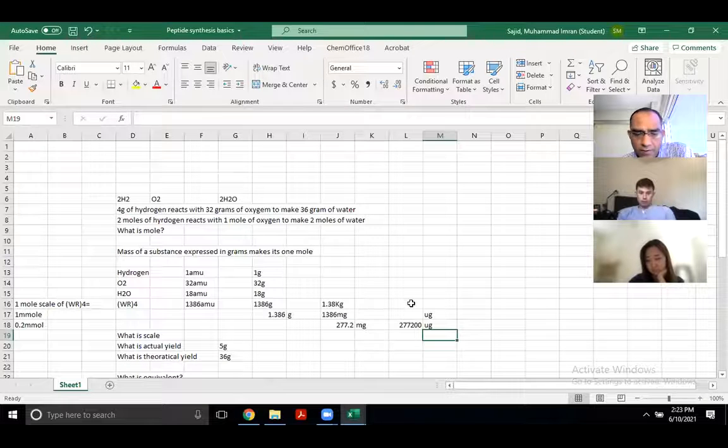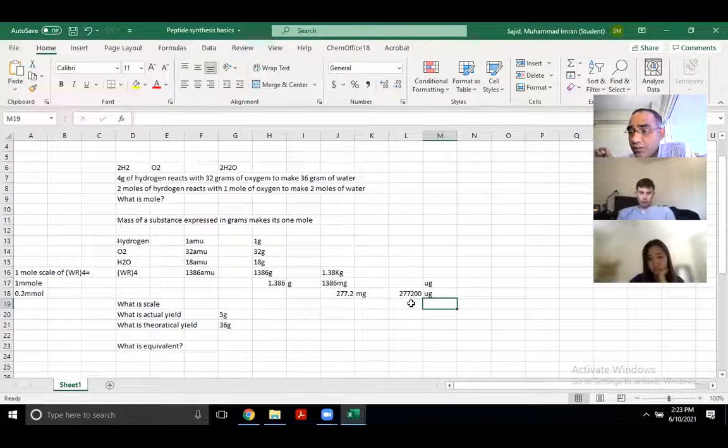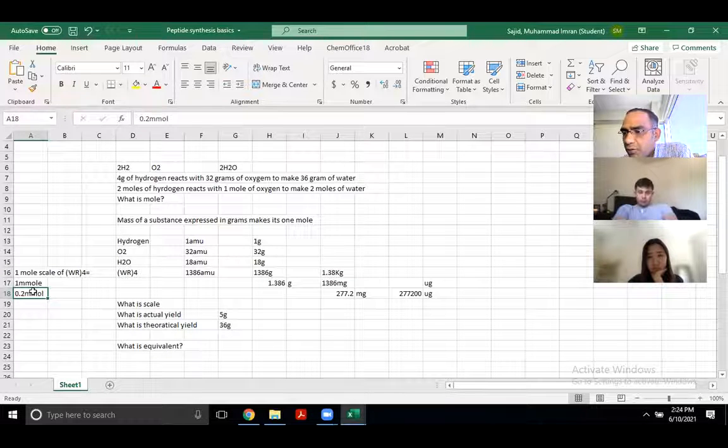So in the case of oxytocin, what I'm trying to say is that we need a very little amount of the peptide that we actually need to administer to the patient. So we don't need to synthesize 1.38 kg of the peptide. We actually synthesize at 0.2 millimole scale, or even 0.3 millimole scale or 0.1 millimole scale. But if I ask you what is scale, you should know what I mean by scale.